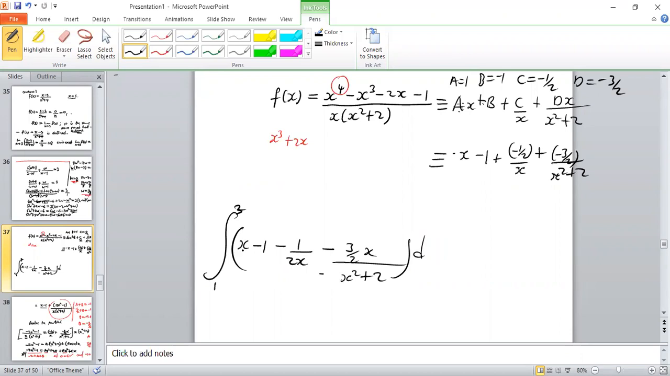What's the integration of x? Integration of x is x squared over 2. Integration of a constant minus 1 will just be minus x. Integration of this one will be minus, 1 over 2 is a constant, the natural log of x. Then integration of this is the one where we are going to use the substitution method.